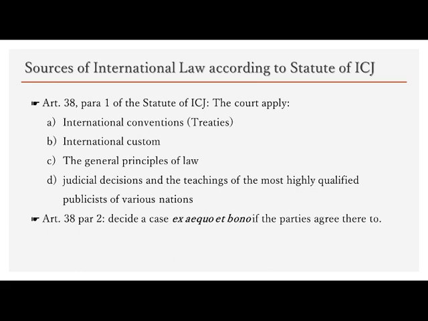Article 59 provides that the decisions of the ICJ have no binding force except between the parties and in respect of that particular case. According to Article 38, Paragraph 2 of the above-mentioned statute, the court is empowered to decide a case ex aequo et bono if the parties agree thereto.